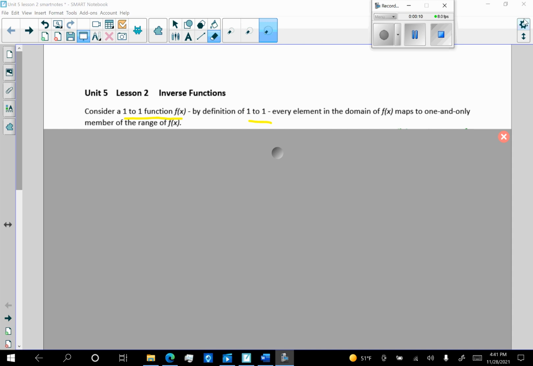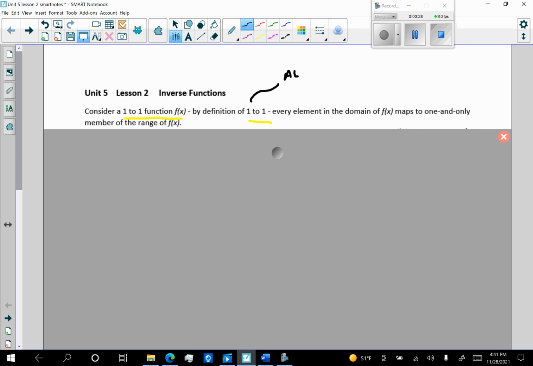In Unit 5, Lesson 1, we determined what a one-to-one function was. By definition, in a one-to-one function, every element in the domain of f of x maps to one and only one member of the range. And if we remember, a one-to-one function is either always increasing or always decreasing.